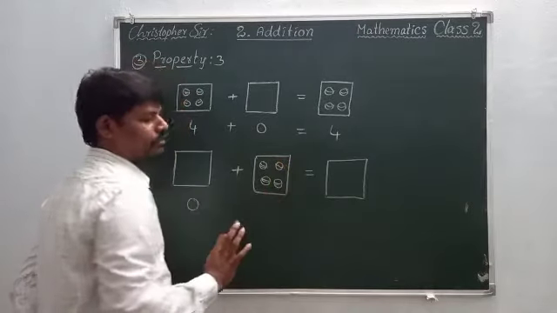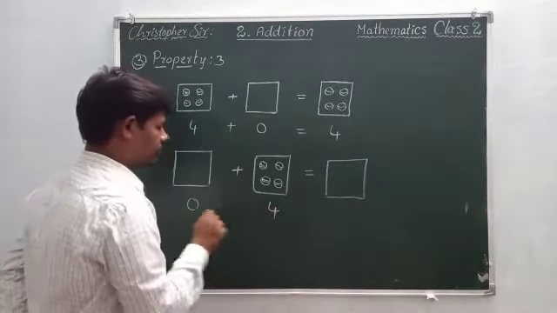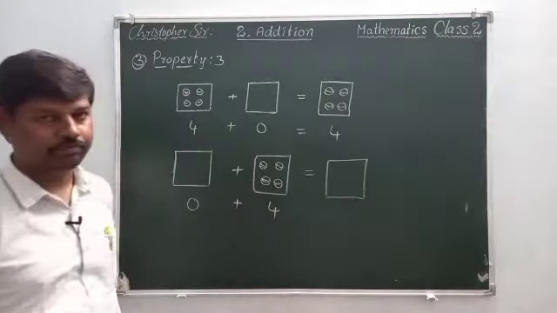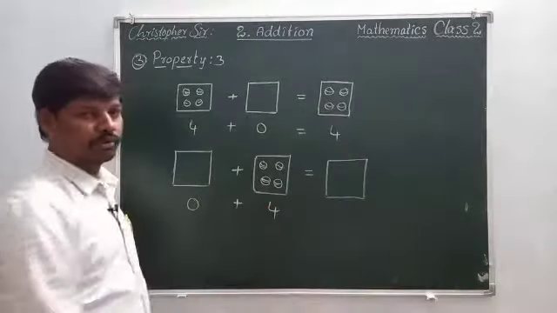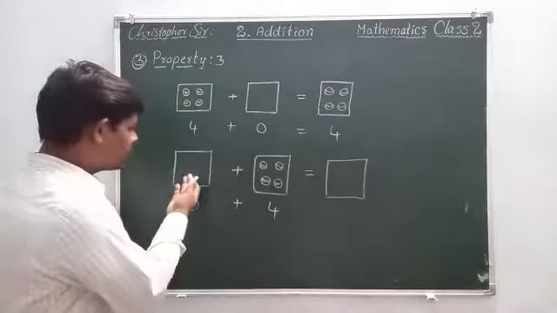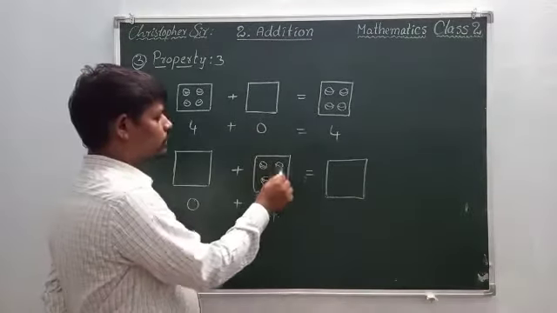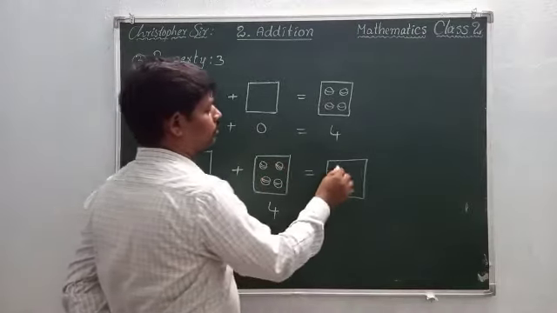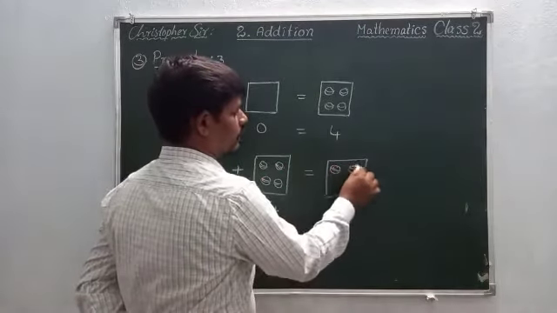How many balls are there? 4 balls are there. So here write 4. 0 plus 4 is equal to, we have to count this ball and these balls. How many here? 0. Here 1, 2, 3, 4. So total 4 balls again.